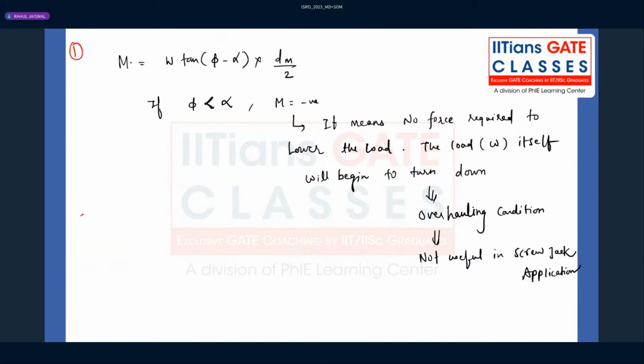That is the first point. Second point: when phi is more than or equal to alpha, then a positive torque will be required. And whatever the load is, it will not automatically turn down. It will not start its motion without your permission. When you apply the torque, only then will it come in the downward direction. So this condition is called self-locking condition.